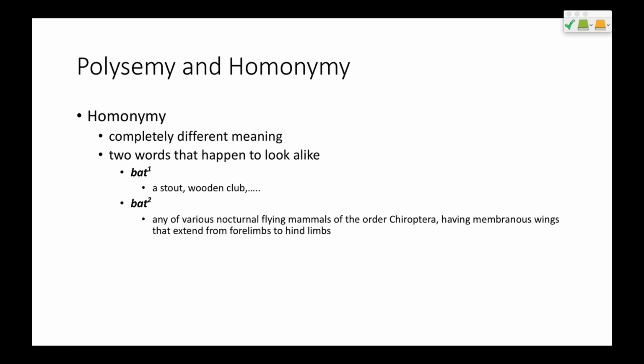Homonymy: the words are pronounced exactly the same, and they're spelt the same, and they look the same, and everything else is the same, but there's absolutely no overlap in the meaning. So a bat is a stout wooden club, but a bat is also a nocturnal flying mammal. And there's nothing you can bat at the bat to try to get it out of your hair.